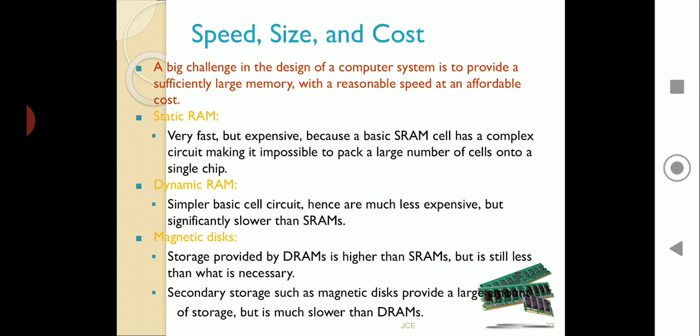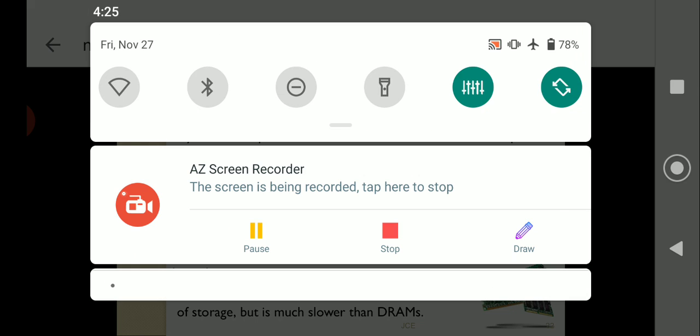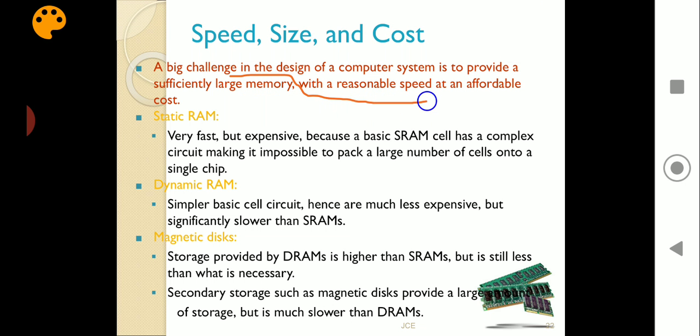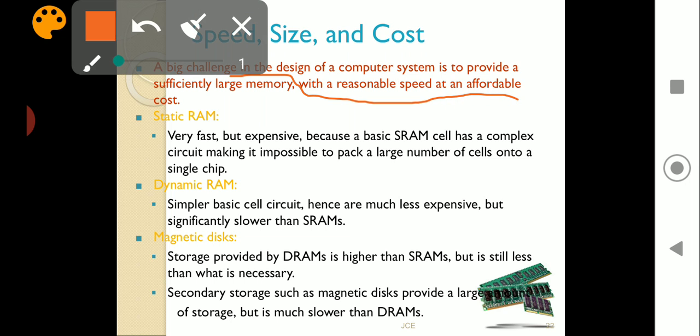For any memory, the biggest challenge in the design of your computer system is to provide a sufficiently large memory with a reasonable speed at an affordable cost. You can see here, this is what I was trying to tell you. So we want a large memory with a reasonable speed at an affordable cost.